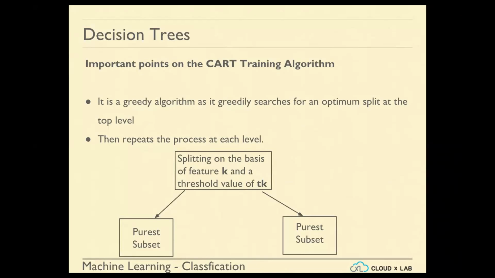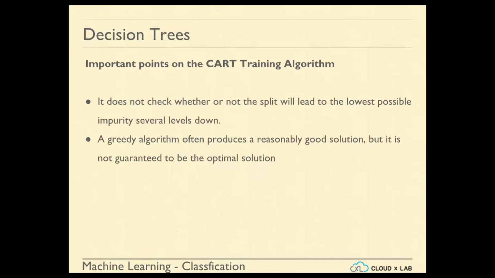All right, let me go ahead. So it is a greedy algorithm as it greedily searches for an optimum split at the top level, then it repeats the process at each level. It does not check whether or not the split will lead to the lowest possible impurity several levels down.